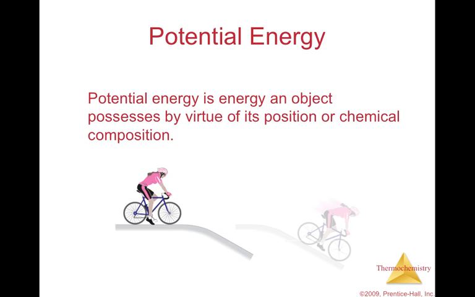There are two basic types of energy. The first one is potential energy. Potential energy is the energy of an object based on its position. For example, this person right here is at the top of the hill. Because of that, she has the potential to roll down the hill and use that energy. So it's kind of like stored energy. She's getting ready to go down that hill.